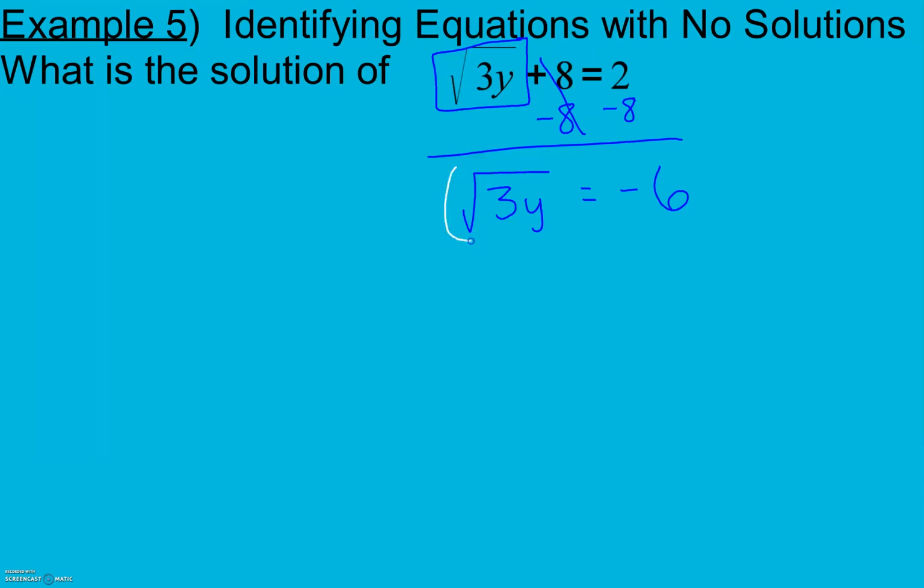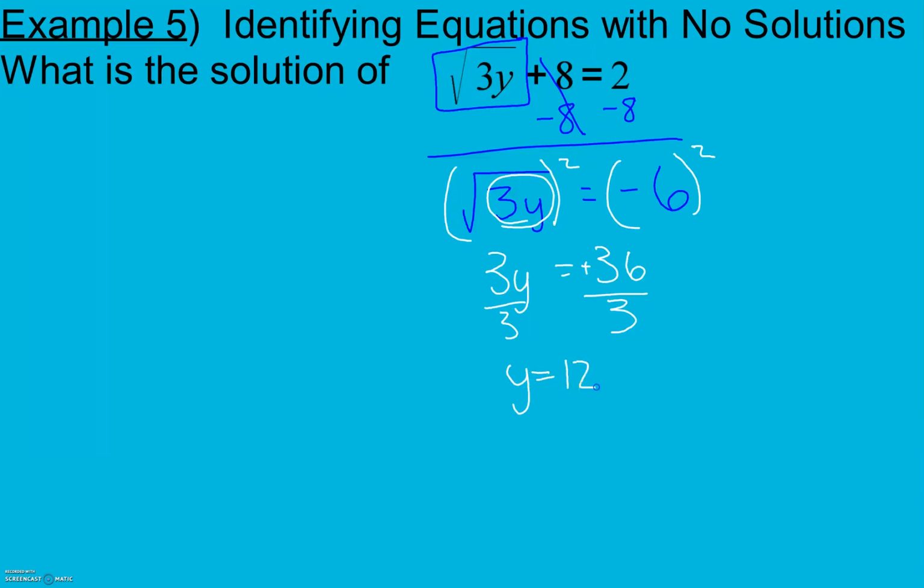Now, to get rid of my square root, I'm going to go ahead and square each side. I take my radicand because my square and my square root cancel each other out. Negative 6 squared gives me a positive 36. Negative 6 times negative 6, positive 36. Divide by 3, and y equals 12.